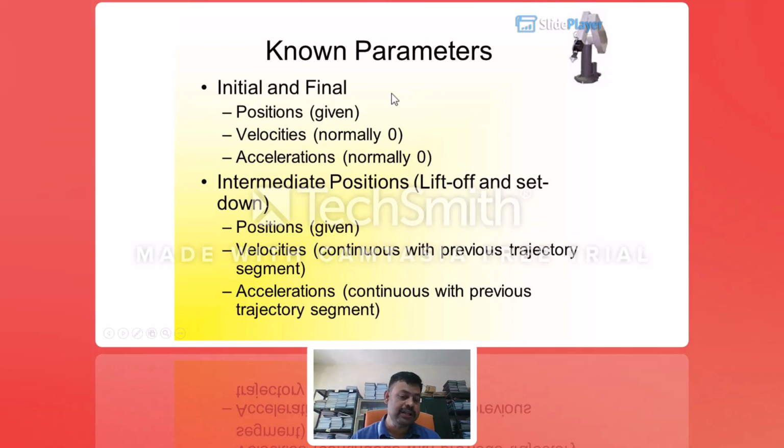Here the known parameter in this system is the position. It is given. Velocity is normally 0 at the initial position. Acceleration is normally 0. The intermediate positions, lift up and set down, will be given. Velocity continues from the previous trajectory. Acceleration continues. The acceleration is with respect to velocity. For example, a fan: when you switch on the fan, initially the acceleration is 0. Until reaching steady speed, it will rotate continuously. Once it reaches the rated speed, it will rotate constantly. Therefore, no acceleration is there. Whenever you switch off the fan, the acceleration will come down. That is called retardation. So a negative value of acceleration is retardation.